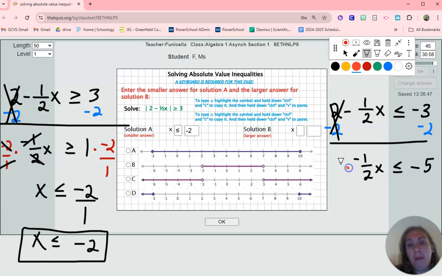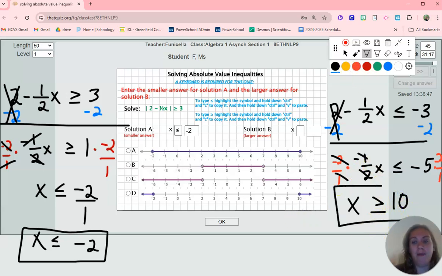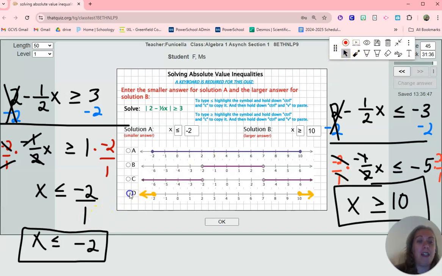Over on the right, when we multiply by that negative 2 over 1, again, we flip that symbol. The negative 2's cancel, the 1 cancels. Flip that symbol, x is greater than or equal to negative 5 times negative 2, which is a positive 10 over 1, or just 10. So our second one is going to be greater than or equal to 10. So we have closed circles on negative 2 and 10, but it's greater than or equal to 10, and it's less than or equal to negative 2. So that, my friends, is option D.